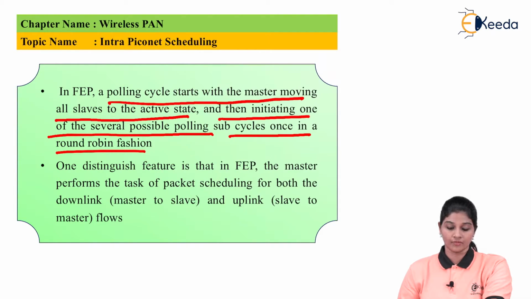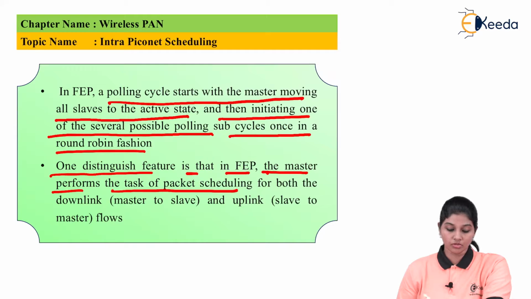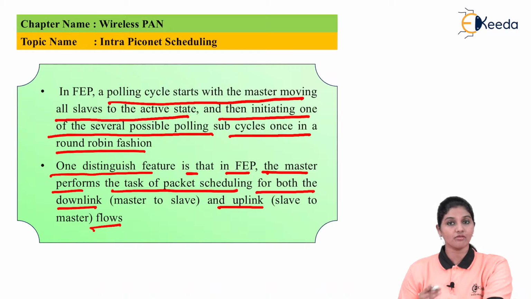After that, the polling takes place in a round robin manner. One distinguishing feature in FEP is that the master performs the task of packet scheduling for both downlink and uplink data transfer. That means here the packet scheduling or the packet data transfer takes place from master to slave as well as from slave to master, which was not possible in the previous case.